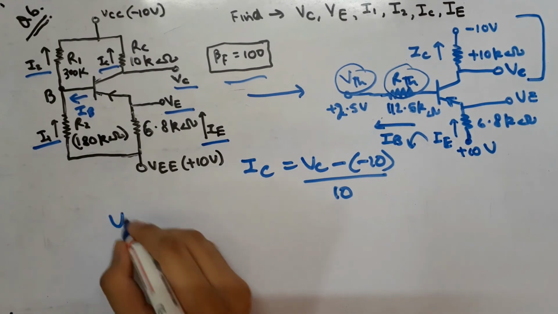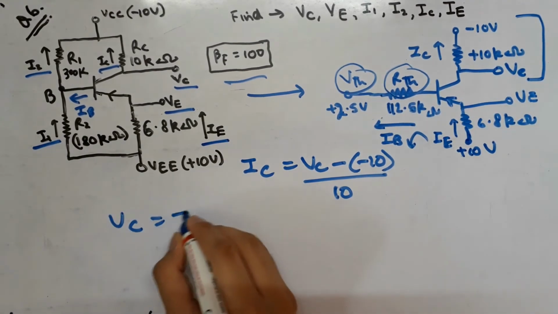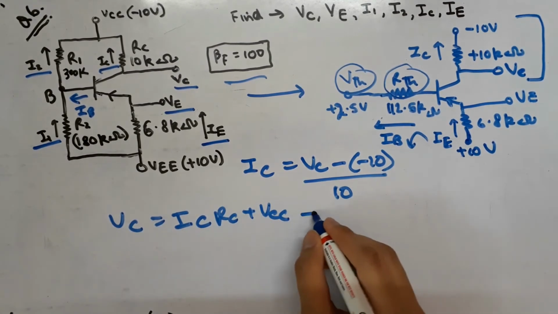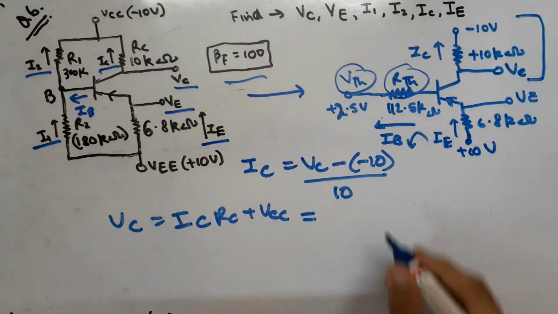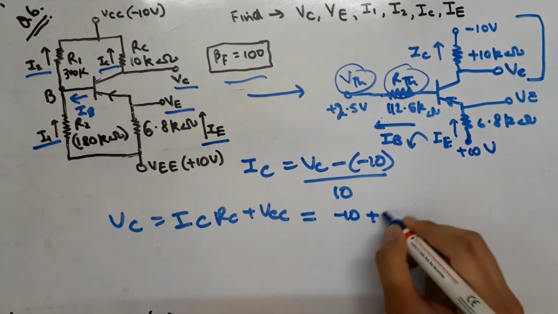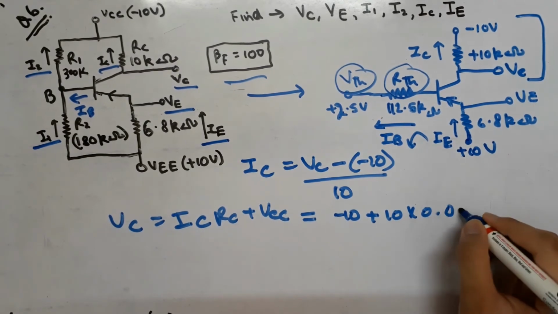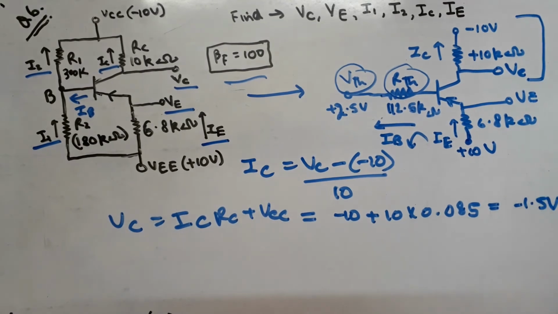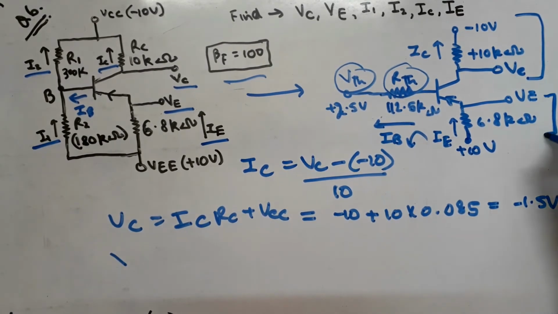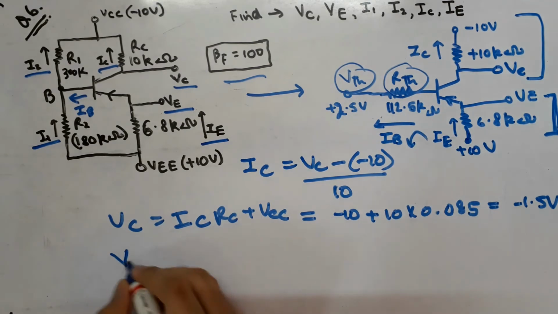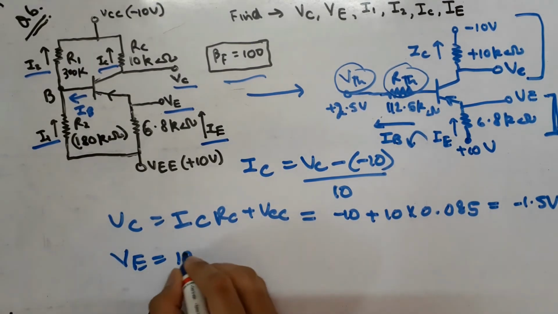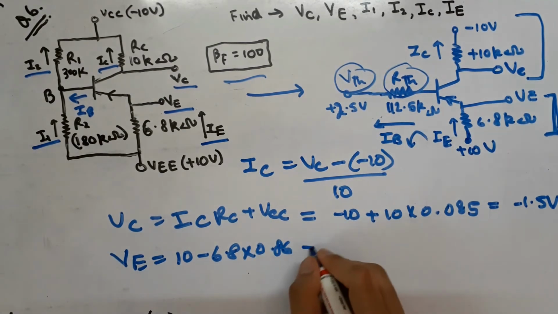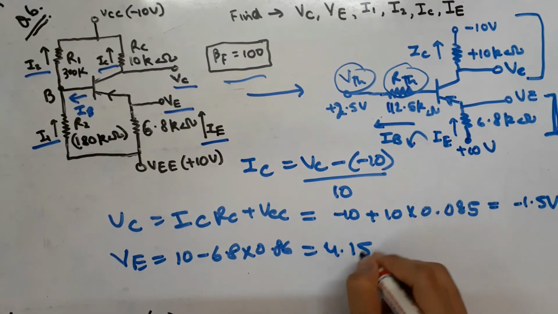From here we can rearrange this and we will get VC is equal to IC RC plus VCC. Here we will simply put the values and we will get the answer as minus 10 plus 10 into 0.085, which will come out to be minus 1.5 volts. Similarly, we will look at this part of the circuit and get the value of VE, that is 10 minus 6.8 into 0.86, which will come out to be 4.15 volts.